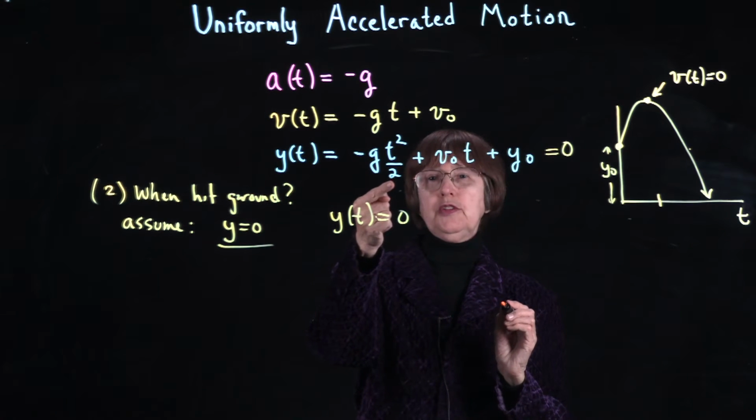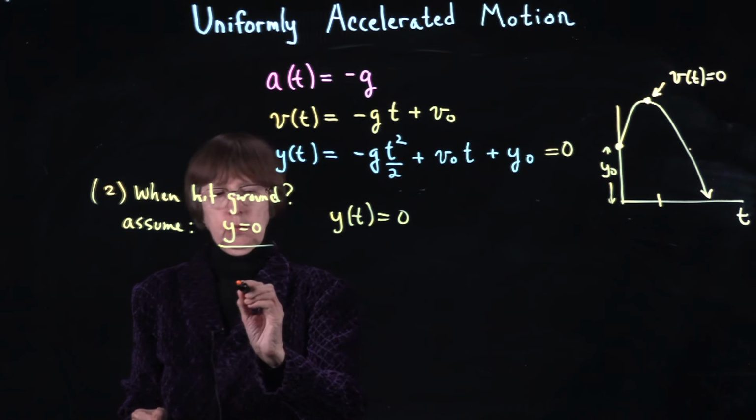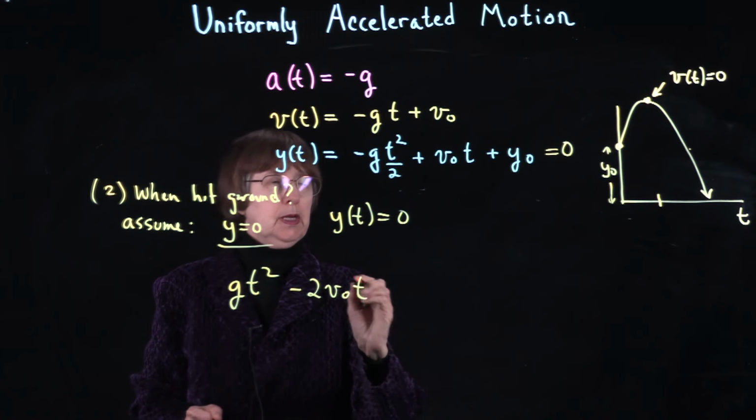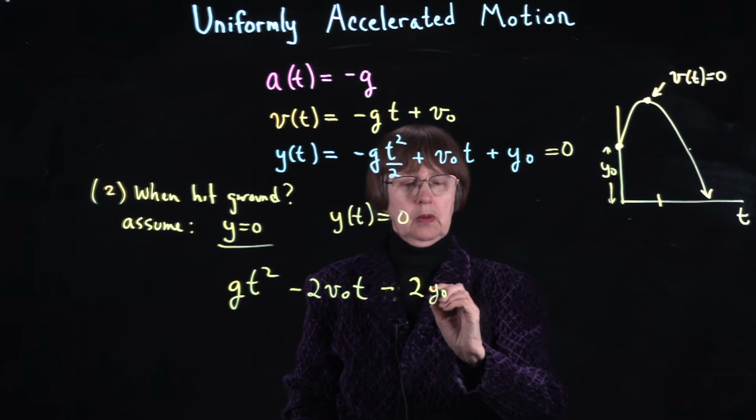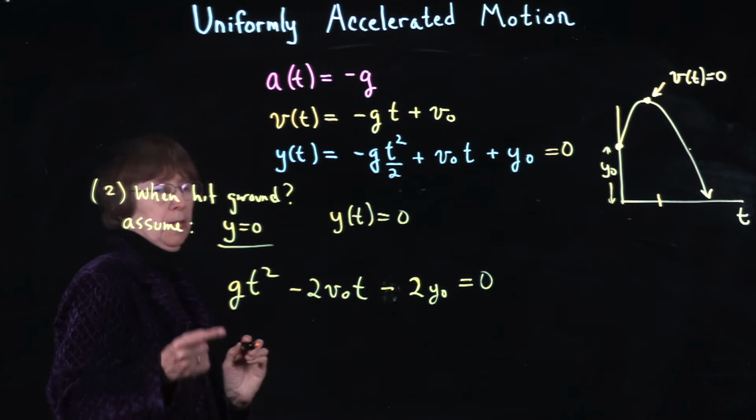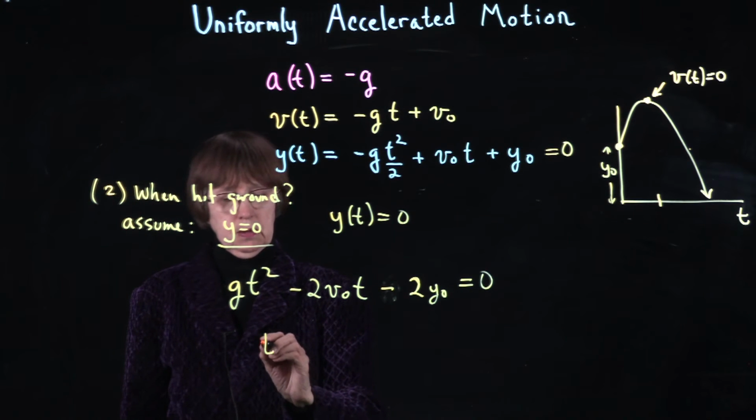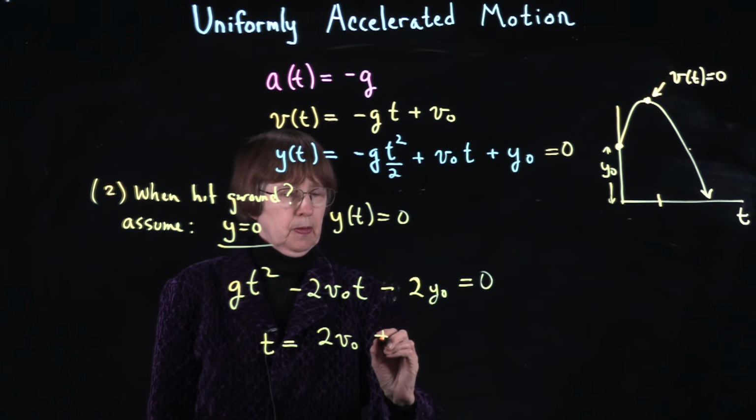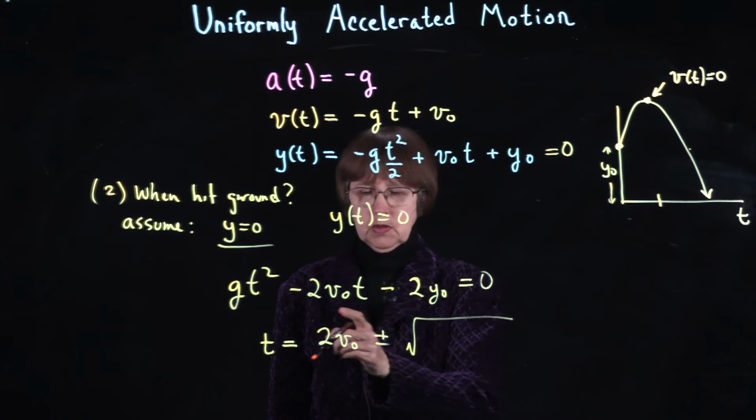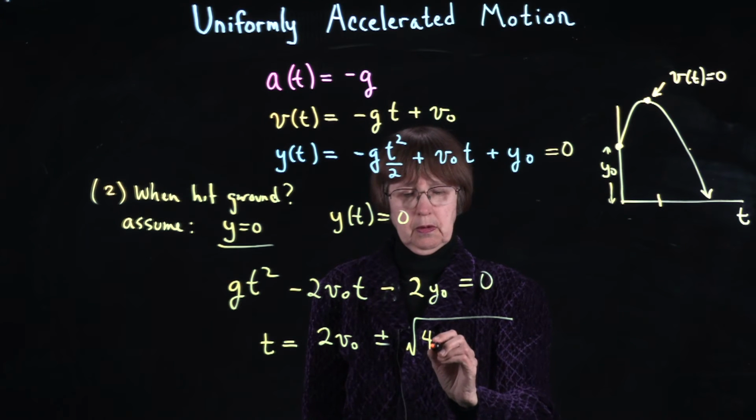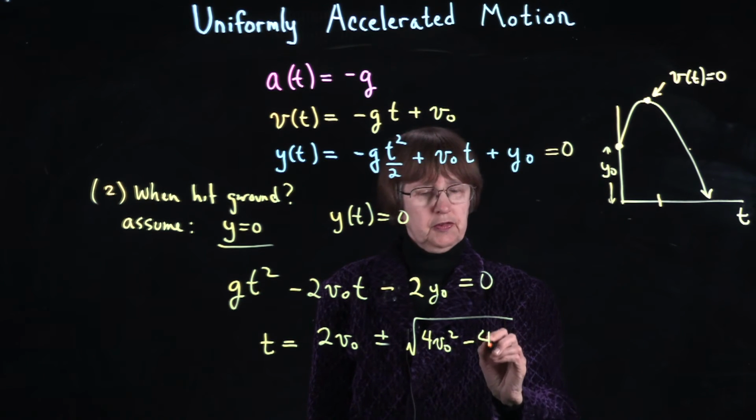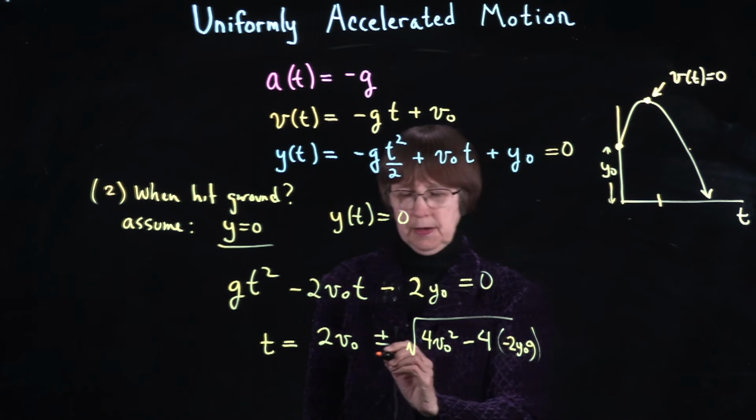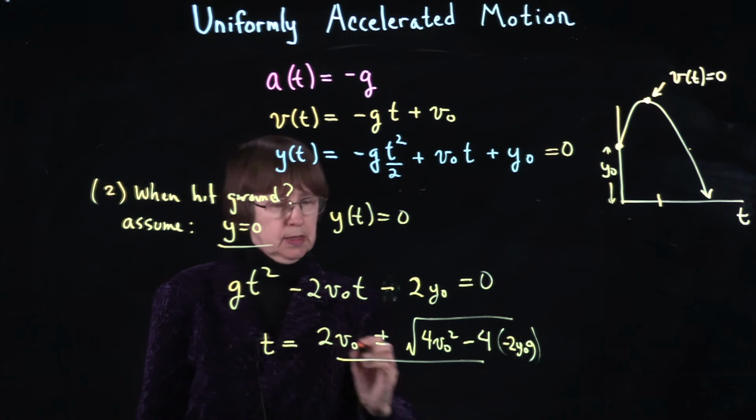We're going to multiply each term here by -2, which will give us g t squared minus 2 v0t minus 2 y0 equals 0. Now we can use the quadratic formula, and so we take this term and reverse its sign, then add plus or minus the square root of this squared, 4 v0 squared, minus 4 times g times minus 2 y0 inside, and that whole thing is divided by twice this.